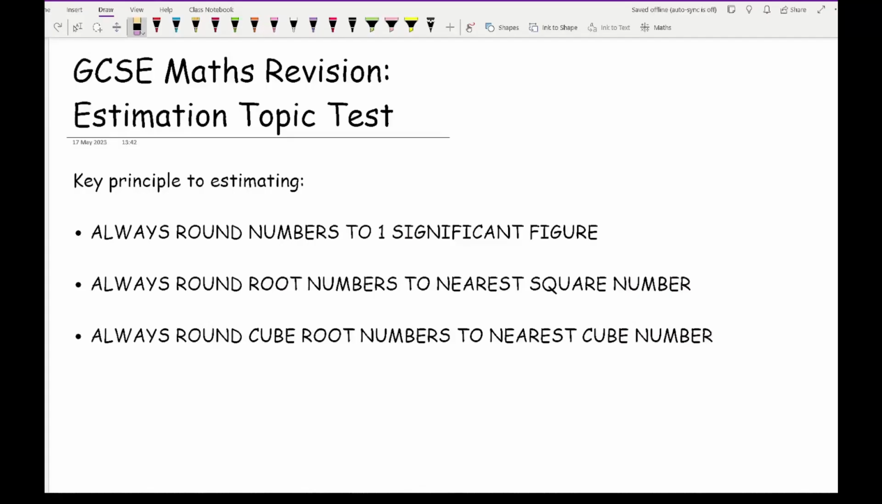Now before we get started working through some past exam questions from the topic of estimation, let's have a quick overview of what we need to remember and revise before tackling these questions. The key principle to mathematical estimating, and I know some students really struggle to grasp this topic simply because it doesn't quite make much sense, is that when you are estimating numbers you're rounding numbers to the nearest significant figure, or to one sig fig.